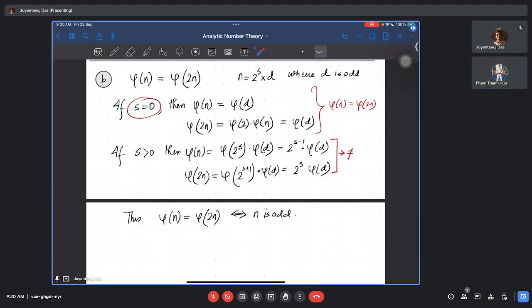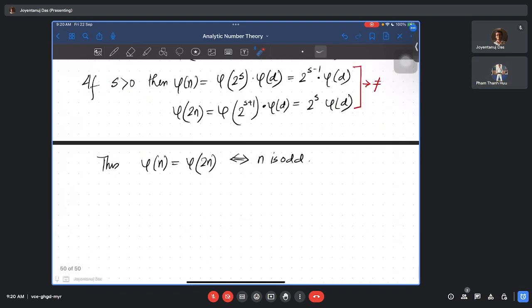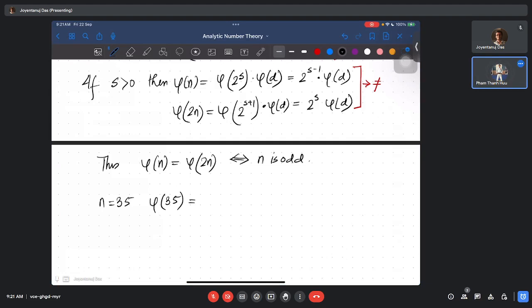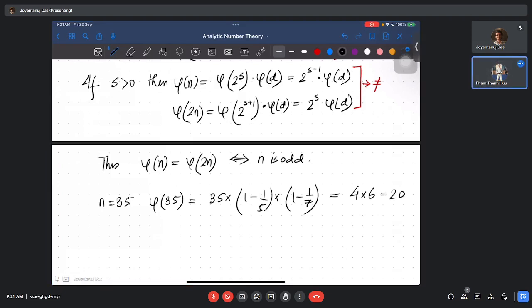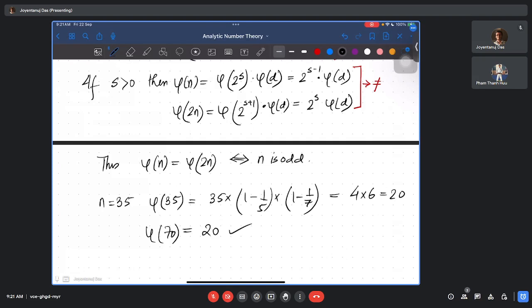So for example, suppose n equals 35. Then what is phi of 35? We can apply the definition: 35 times (1 minus 1 by 5) times (1 minus 1 by 7), which is 4 times 5... 20, right? Similarly, if you take 70, that is 2 times this, that will also come to 20. That you can check.